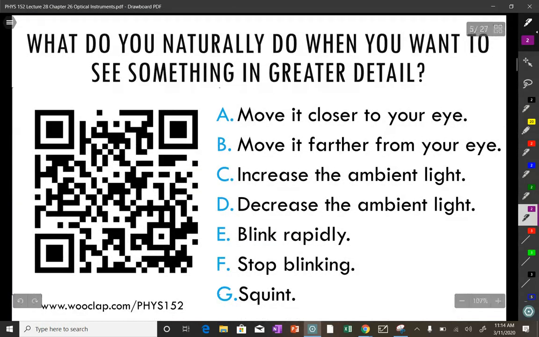Let's get to our first woo clap question, which I alluded to in class yesterday, kind of. What do you naturally do when you want to see something in greater detail? Answer all that are true for you.